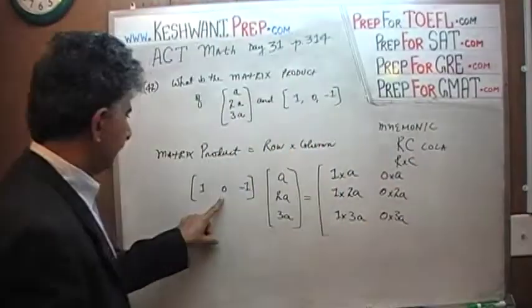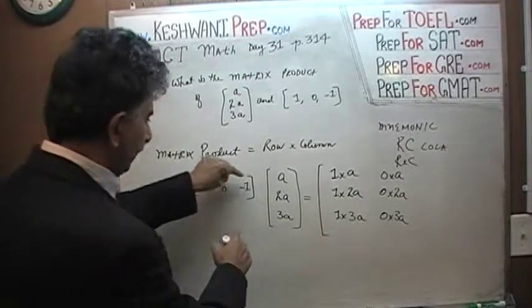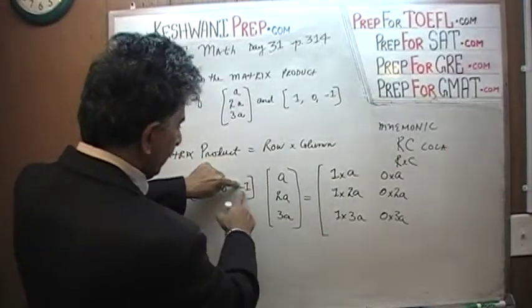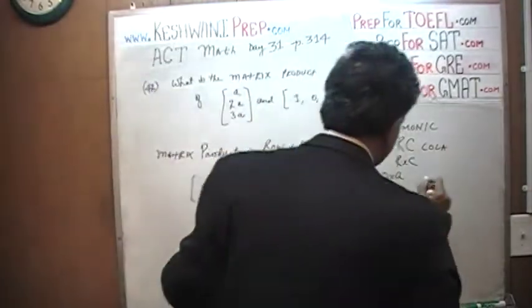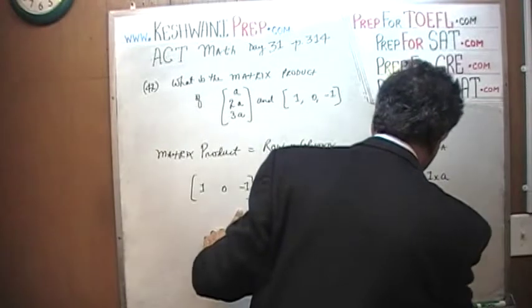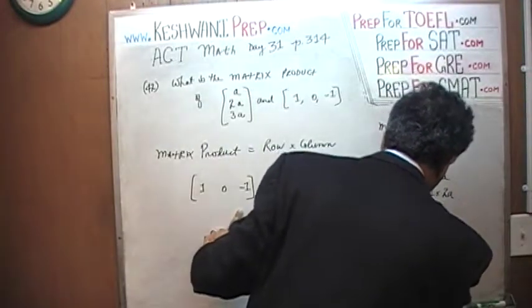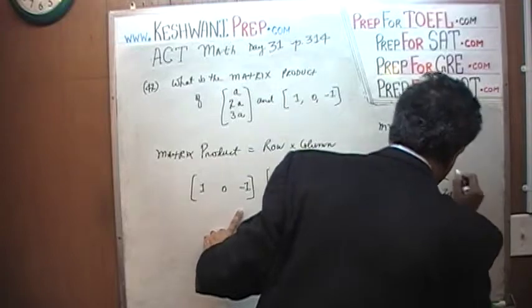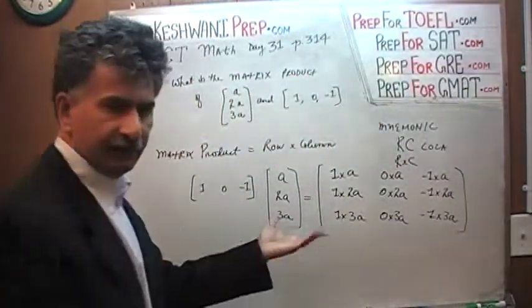And of course it's all going to be 0. And then we have negative 1. So now we do negative 1 times A, negative 1 times 2A, and negative 1 times 3A. That's it, we are done. We just have to simplify it, and that's our answer.